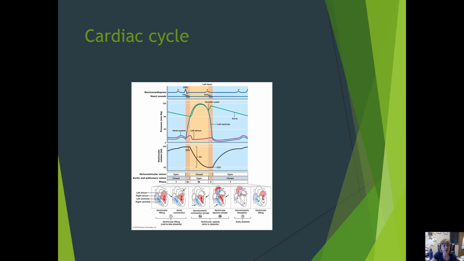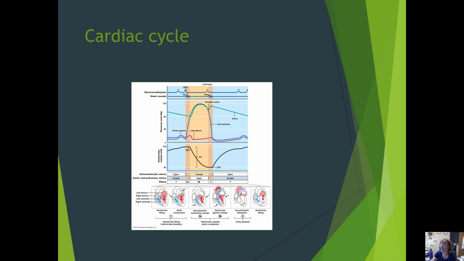All right, here is a very good diagram of what is going on in the cardiac cycle. So I'm just going to go ahead and go through the same graph that you have, and I'll try to hit all of the important parts. Okay, so here we go.